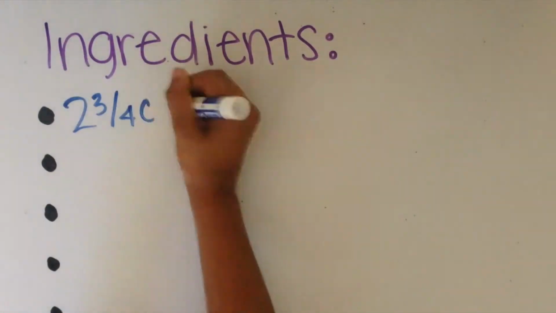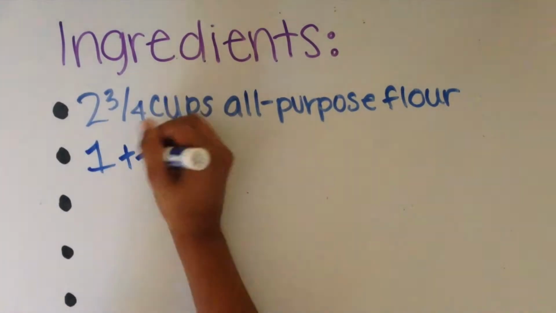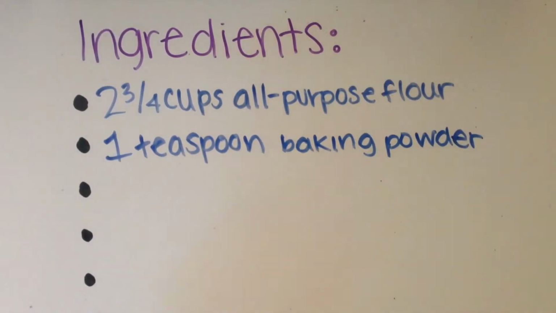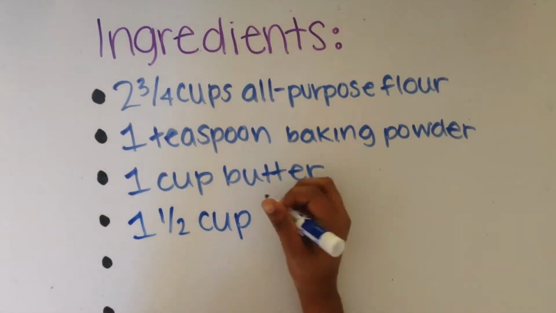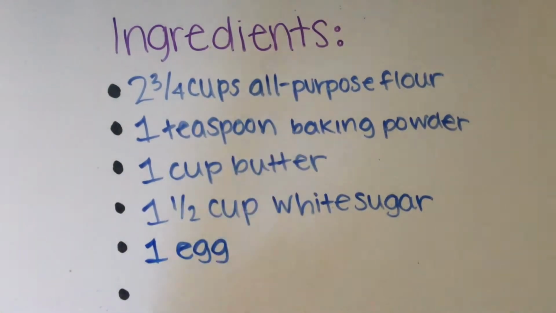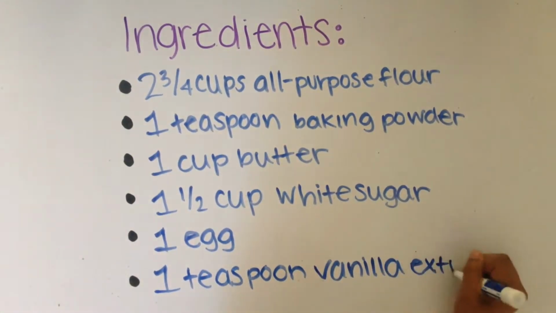Believe it or not, there are only 6 ingredients required to chemically engineer your perfect cookie. 2 3/4 cups all-purpose flour, 1 teaspoon baking powder, 1 cup butter, 1 1/2 cup white sugar, 1 egg, and 1 teaspoon vanilla extract.